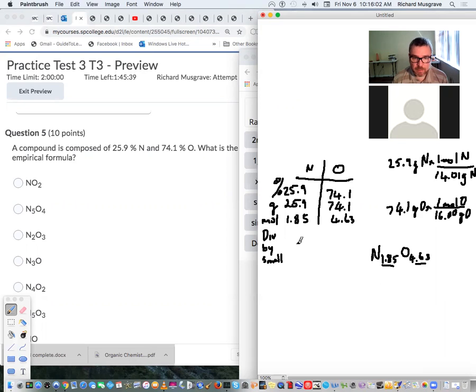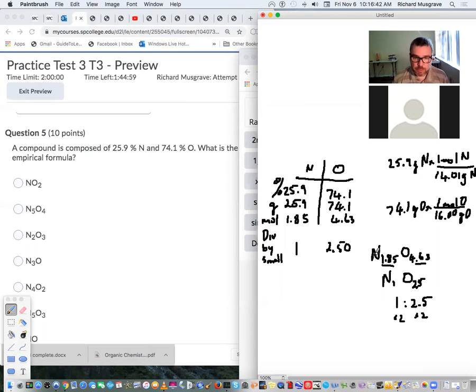And of course, 1.85 divided by 1.85 is 1, and 4.63 divided by 1.85 is 2.50. Okay, so now that is the equivalent of N1O 2.5. But again, we don't want fractions or decimals as part of our formula. So what we have to do is figure out a way to make those whole numbers. And what we can do, since it is a ratio, is we can multiply both of these by 2.